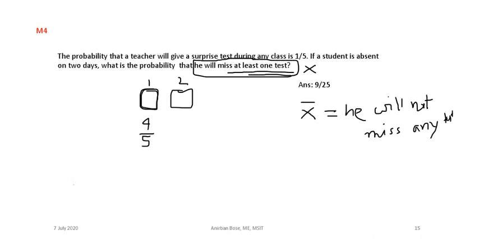So probability of not taking a test is 4 by 5. Okay, so what is the probability that on the second day also he is not going to take the test? Again, that is 4 by 5. And we will multiply. Why are we going to multiply? Because these are independent events.